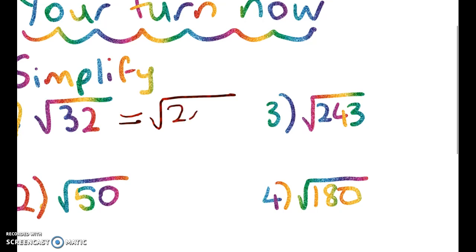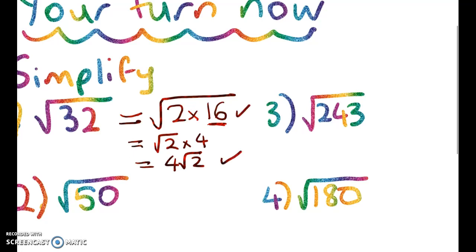We can write this as 2 times 16. The square root of 16 is 4. So this becomes the square root of 2 times 4. And we write that as 4 root 2. Now pretty soon you'll be able to go from this step straight to this step. So this step is kind of optional. Next one.